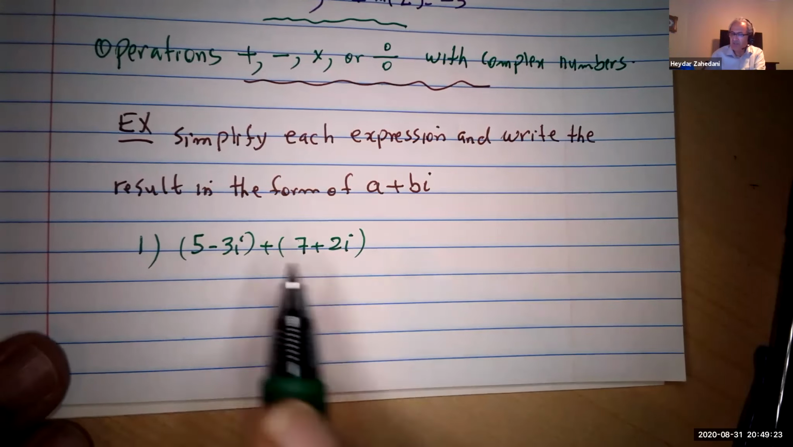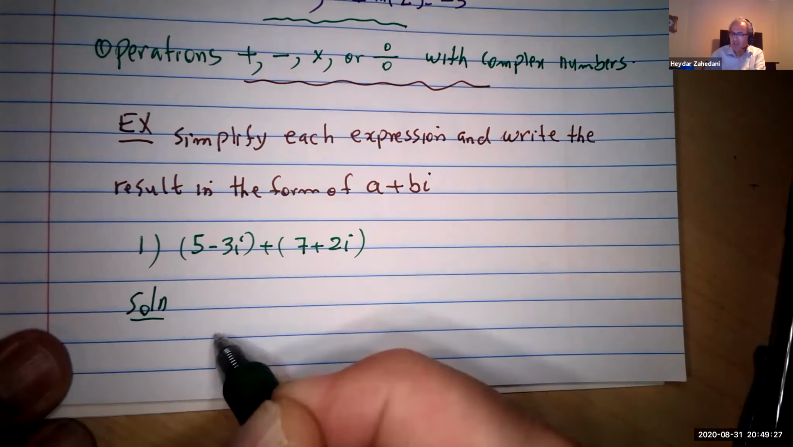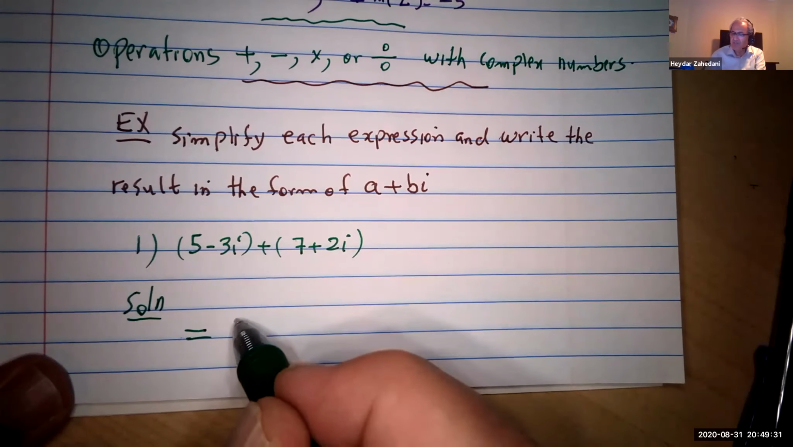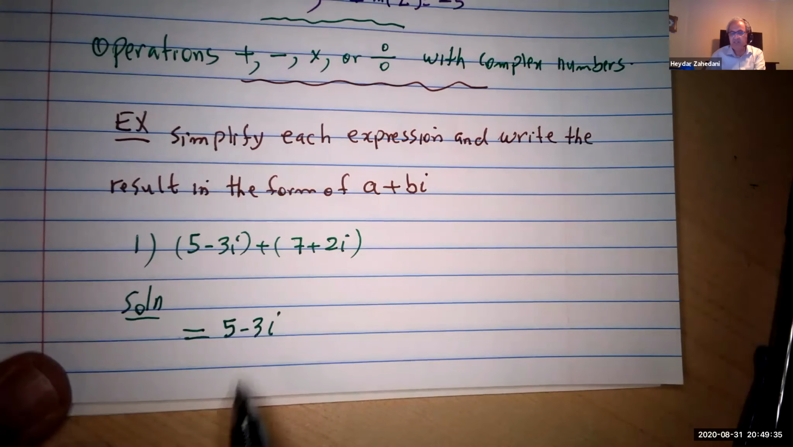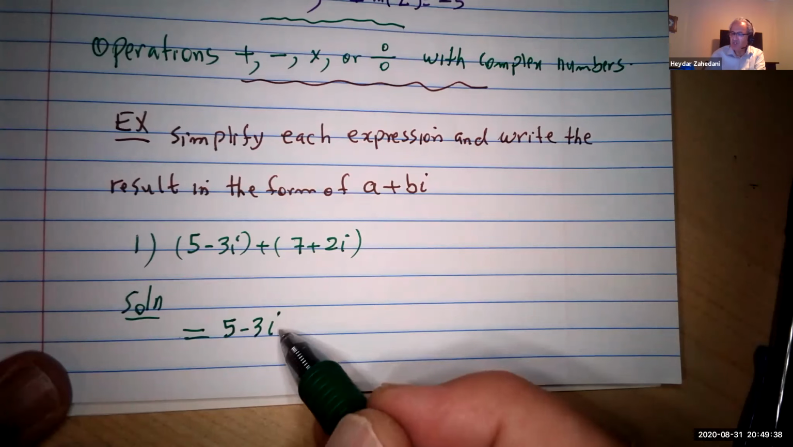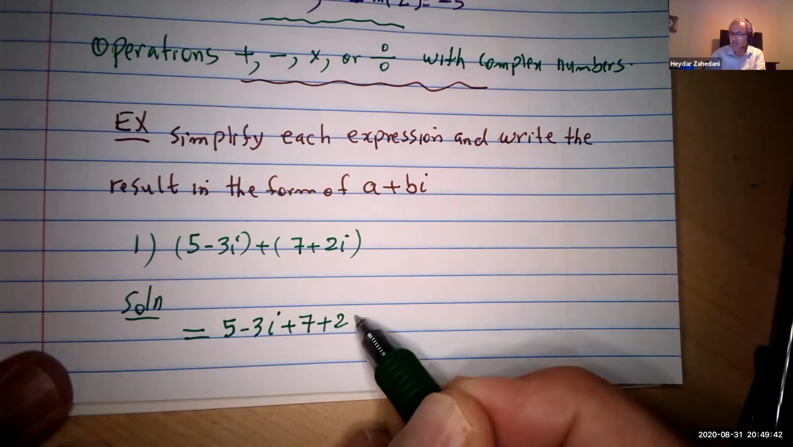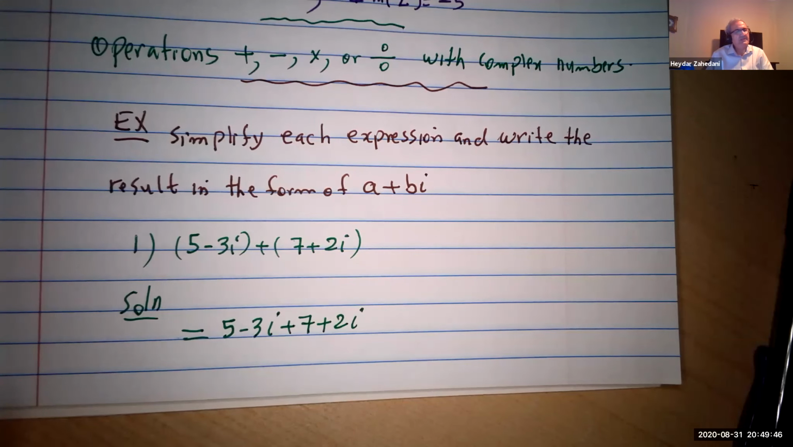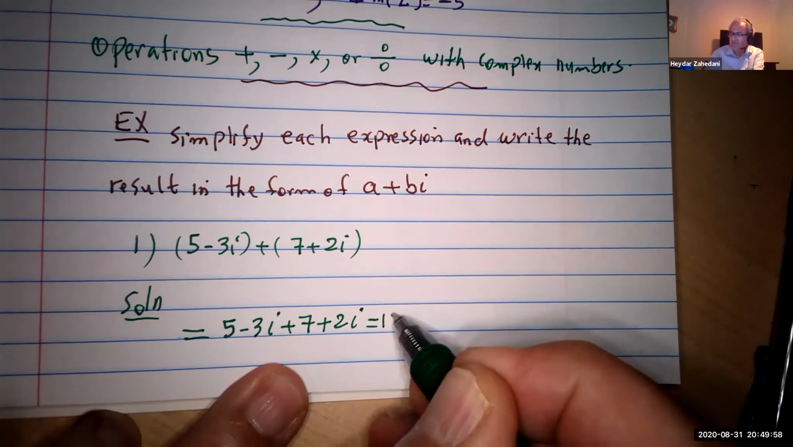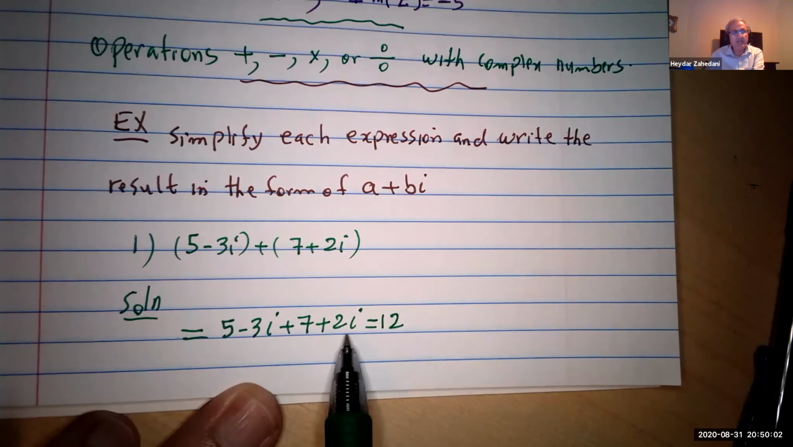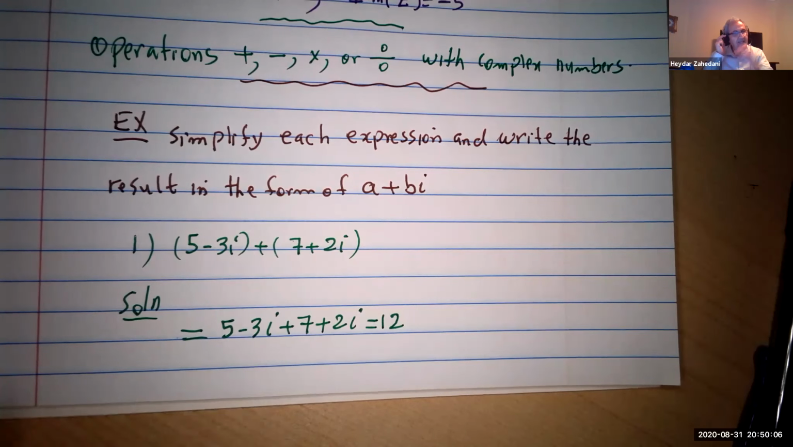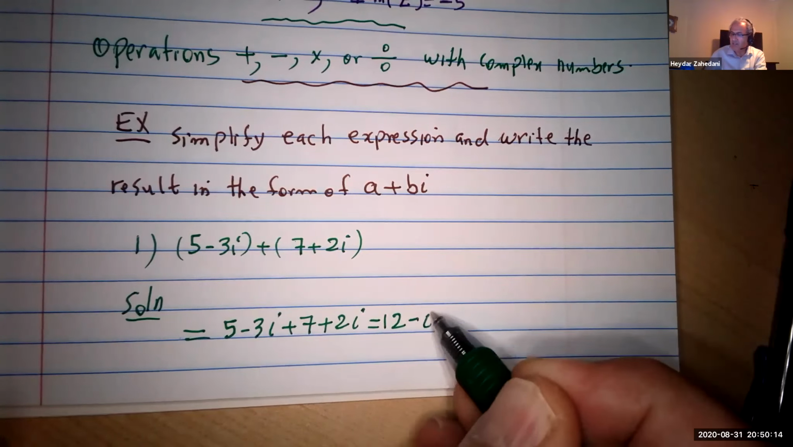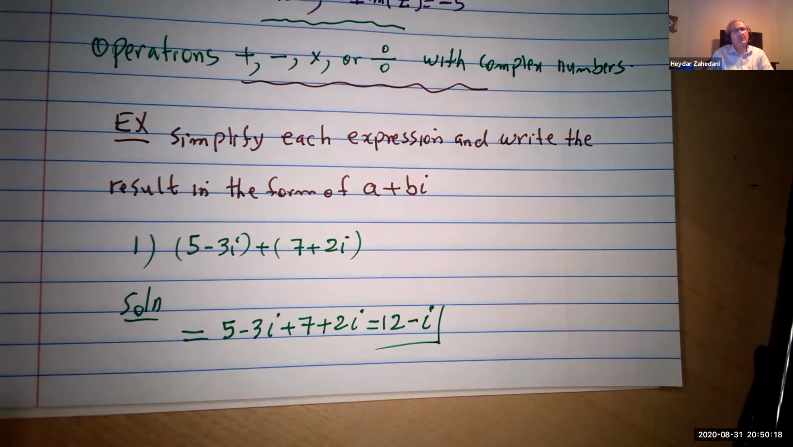Okay, so the solution is going to be, rewrite it, remove the first parentheses, 5 minus 3i, it's a plus. So we remove the second one without changing anything, so it's going to be plus 7 plus 2i. Combine the like terms. Put the numbers first. Remember, you want to write them in the form of A plus BI. So 5 plus 7 would be 12. Okay, the I part is a negative 3i and a 2i. Negative 3 plus 2 would be negative 1. So it's going to be negative 1i, or minus i. And you're done. Any question?